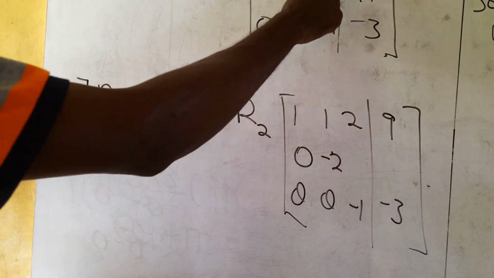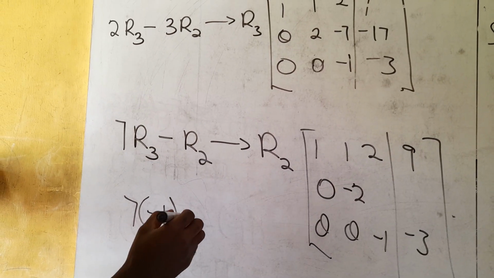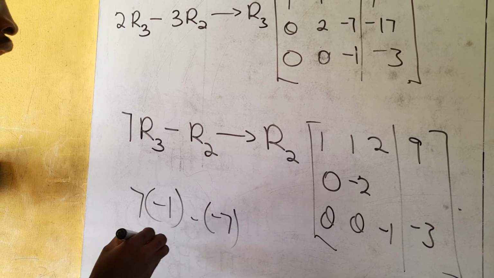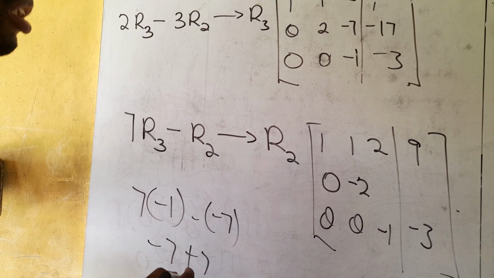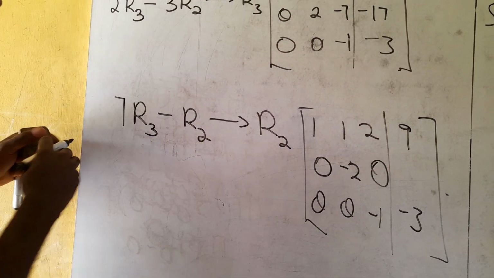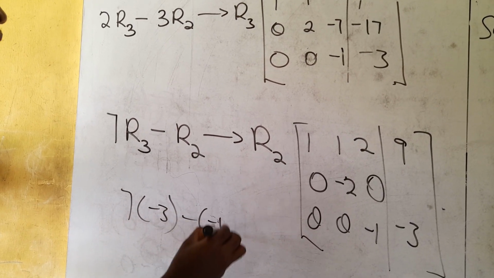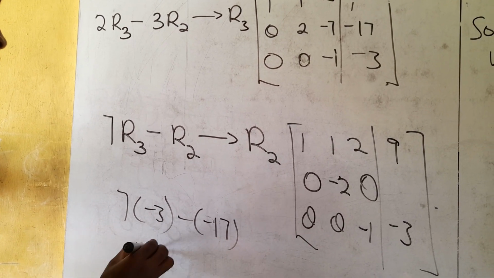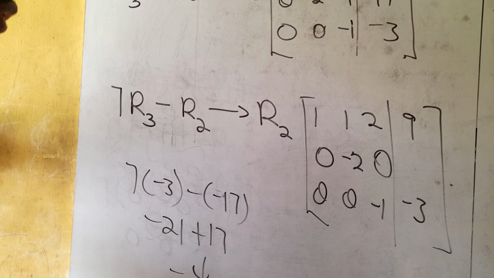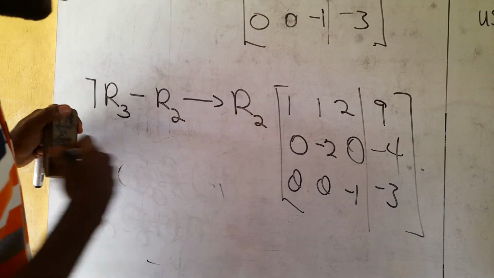The next one is this. So 7 times negative 1 minus negative 7. 7 times negative 1 will be negative 7. This will be plus 7. So this will be 0. The next one is this. So 7 times negative 3 minus negative 17. 7 times negative 3 is negative 21 plus 17. Negative 21 plus 17 will be negative 4. So negative 4. So we have succeeded in making this one 0.